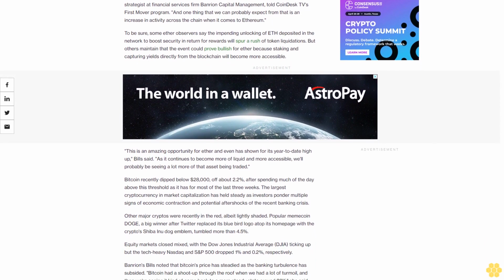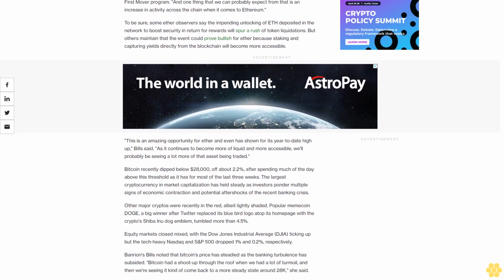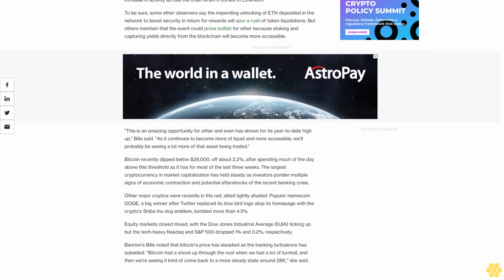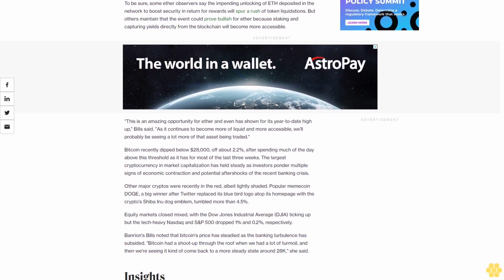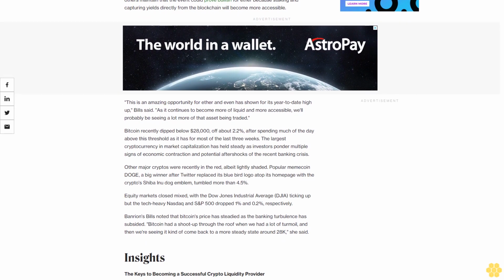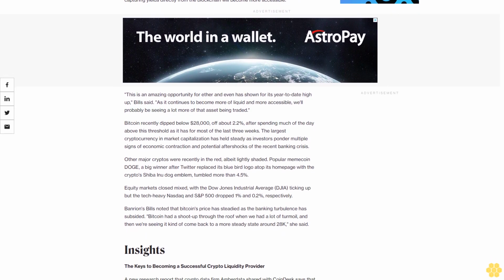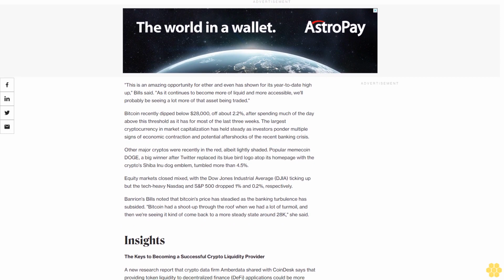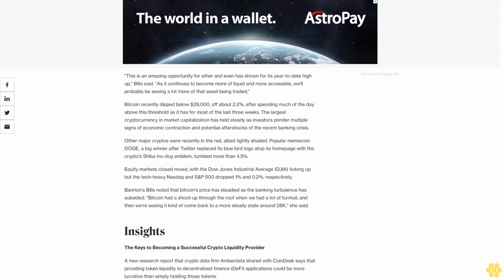Popular memecoin Doge, a big winner after Twitter replaced its blue bird logo atop its homepage with the crypto's Shiba Inu dog emblem, tumbled more than 4.5%. Equity markets closed mixed, with the Dow Jones Industrial Average ticking up, but the tech-heavy Nasdaq and S&P 500 dropped 1% and 0.2%, respectively.